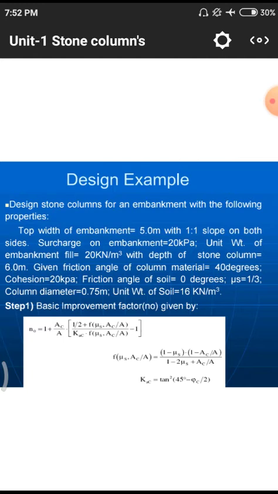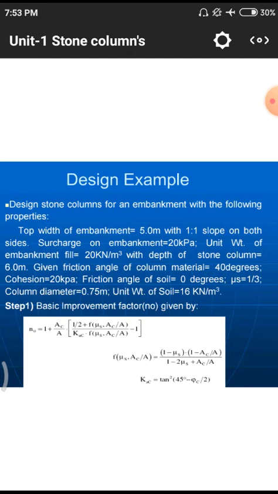Friction angle is 40 degrees, cohesion 20 kPa. Friction angle of the soil is 0 degrees. Poisson ratio is 1/3, that means 0.33, and column diameter is 0.75 meters, that means nearly 2 feet. 2 feet means 24 inches likely, and unit weight of the soil is 16 kilonewton per meter cubed.